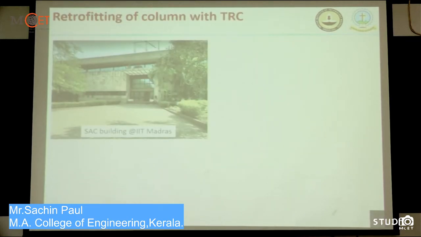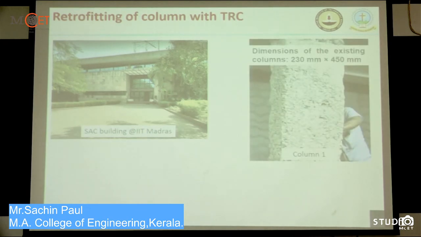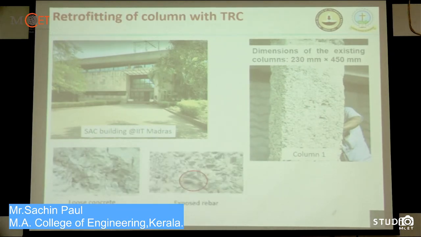I'll go through some examples of work that we have done in our lab related to textile reinforced concrete. One of the works was the retrofitting of a column at IIT Madras, in the SAC building, the students' activity building. There was a column which was almost degraded. There was a lot of reinforcement exposed, and the strength of the materials was very low. The column was 230 by 450 in size. There was loose concrete, there was reinforcement projecting out, and cracks had developed all throughout this column.